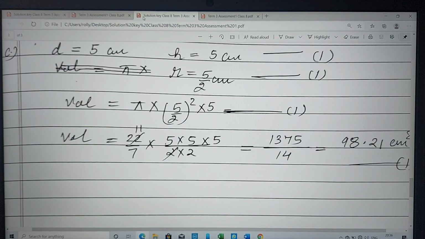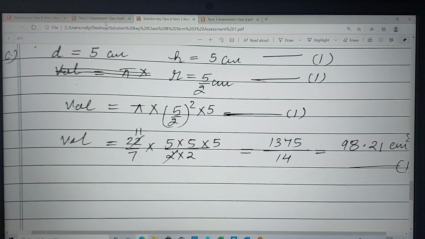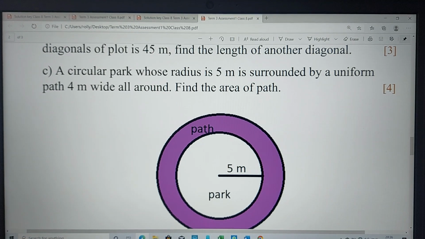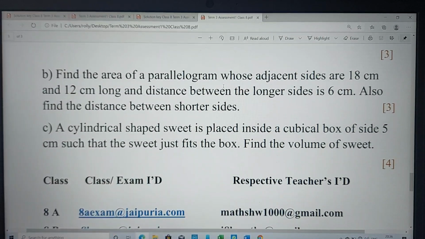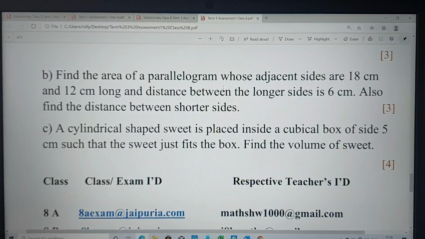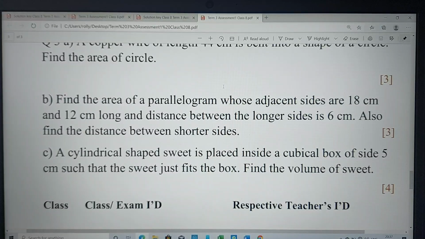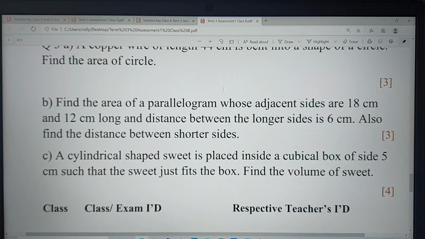Now the last question. We have a cube of 5 centimeter, and in that we have placed a cylinder of maximum volume. The question says that a cylindrical shaped sweet is placed inside a cubical box. The side of the cube is 5 centimeter and the sweet just fits the box.